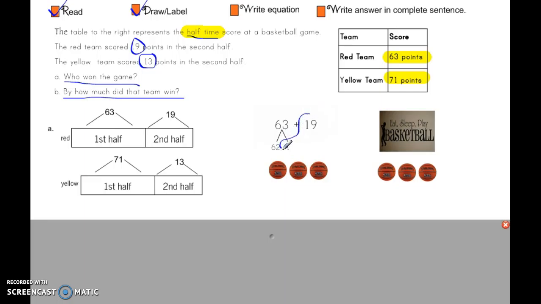Then I simply can go back and I can add 1 and 19 together, which gives me 20. So then my new problem will be 62 plus 20 equals 82, because I added the 1 and 19 to give me 20, and then that left me 62, and I have to add 62 and 20 together, and that gives me 82. So I know that the red team had a total score of 82.